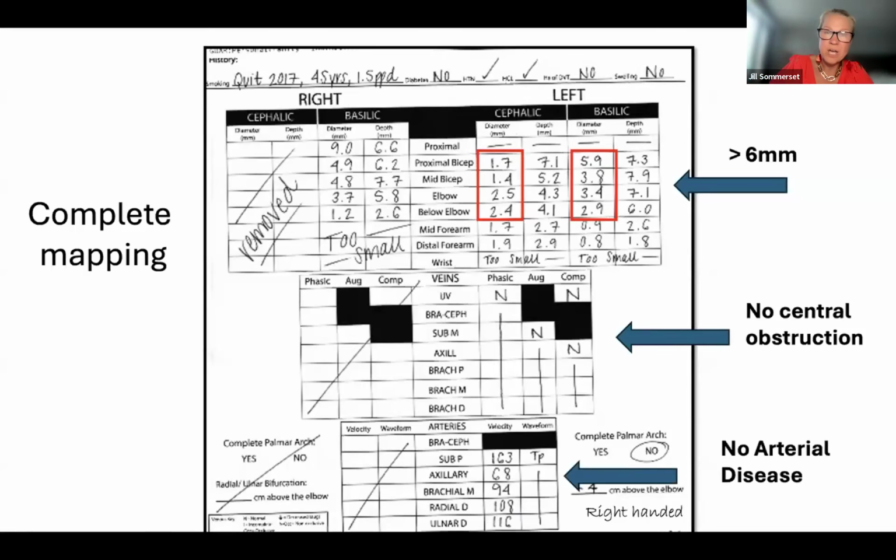If we were to scan the dominant arm, there's no cephalic vein. They harvested it for a lower extremity bypass. And this basilic vein is certainly also of amenable size, but again, it's the dominant arm. So we're going to stick with the non-dominant arm for this patient.